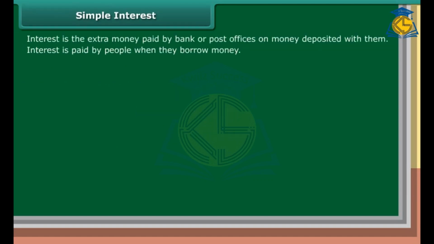Simple interest. Interest is the extra money paid by bank or post offices on money deposited with them. Interest is paid by people when they borrow money. It depends upon the amount, period of time, and the interest rate.